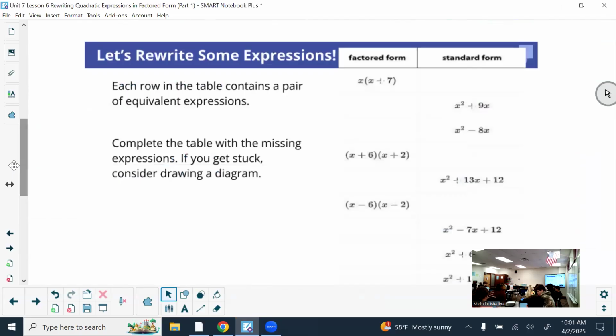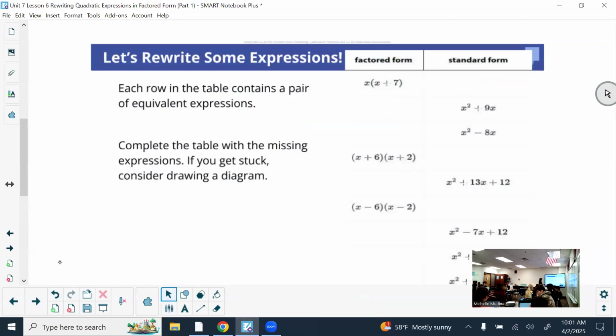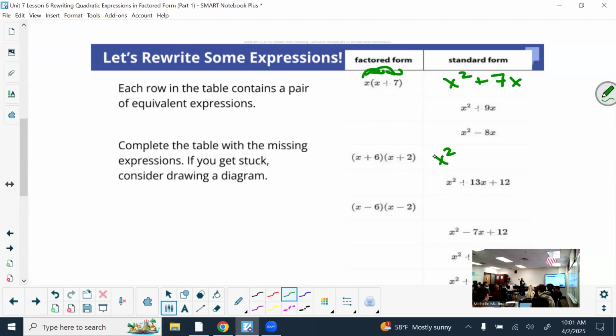So we need to be able to go back and forth between the two forms, and you've done an activity similar to this in the last unit. If it's factored to standard, just multiply. Do your area model, do your distributing. The standard form for this one is going to be X squared plus 7x, right? Down here, you could follow that pattern we just observed because it is a 2 term times a 2 term. We know that it always starts with X squared.